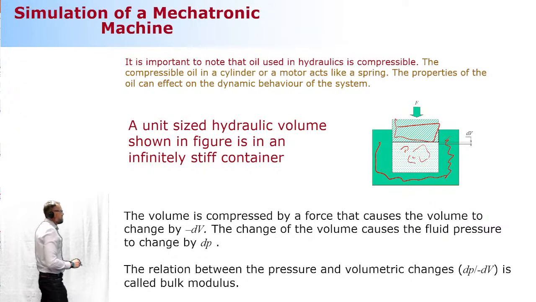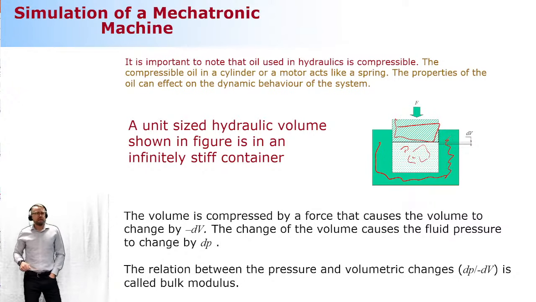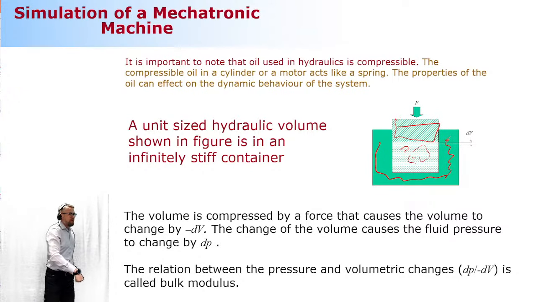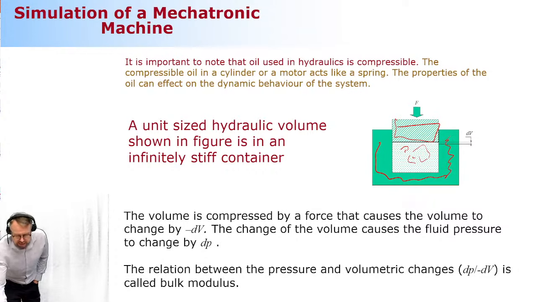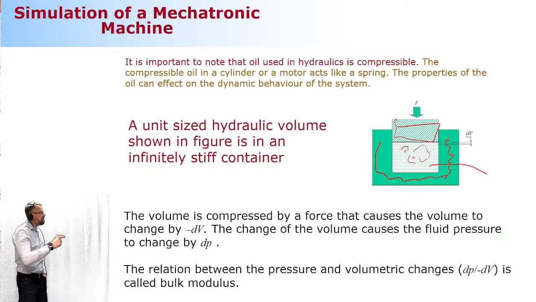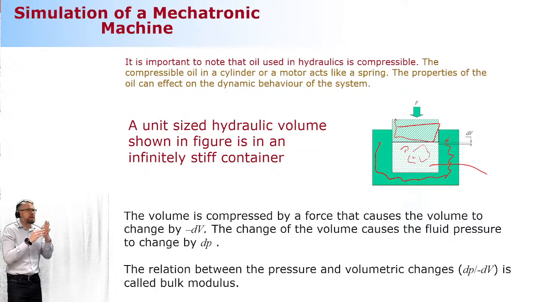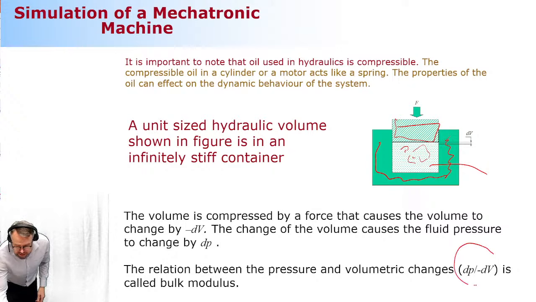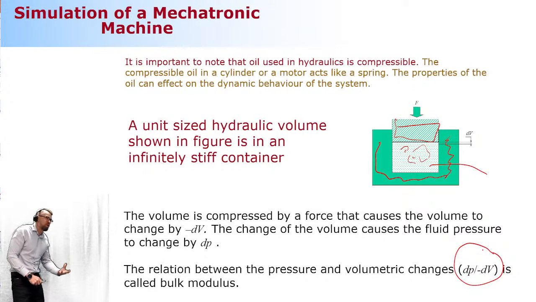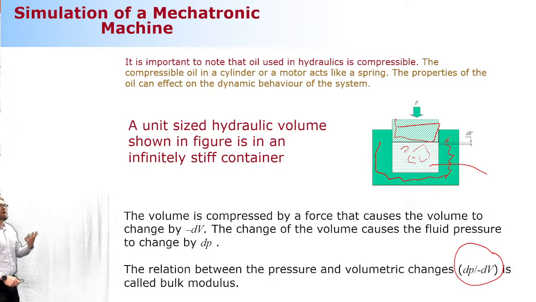What I'm going to do is apply a force and compress this lid inside my fluid. As a consequence, the pressure will increase. You agree with that? Because I'm compressing my fluid, the fluid volume will decrease, so it's getting smaller. The bulk modulus is all about this relation: how the increase in pressure relates to the decrease in volume. So the bulk modulus is simply this relation, and because the volume is getting smaller, there is a minus sign in my relation.